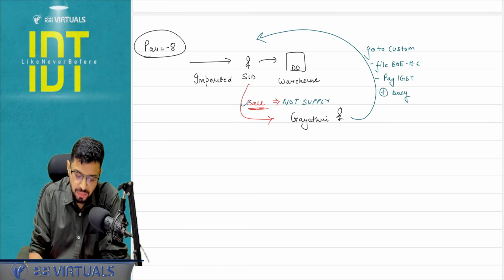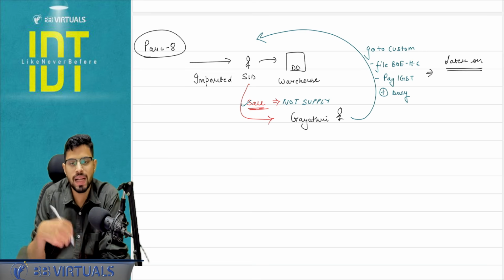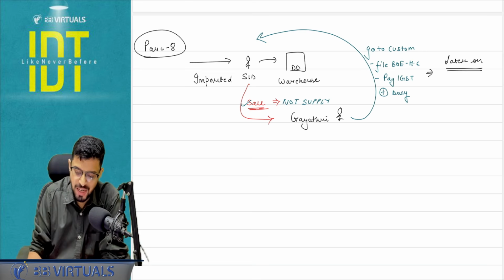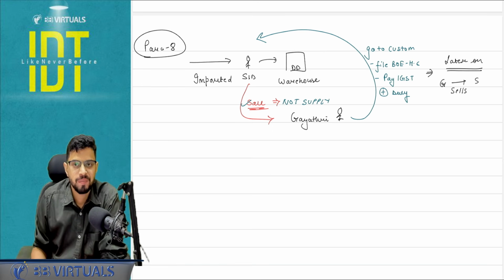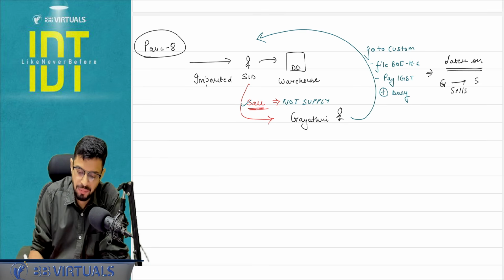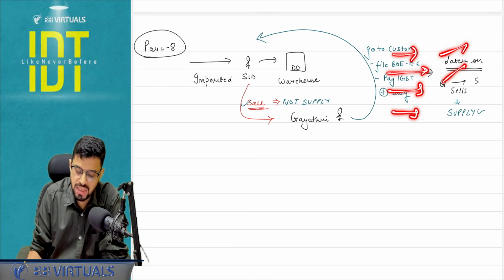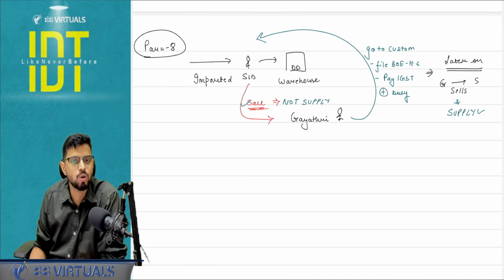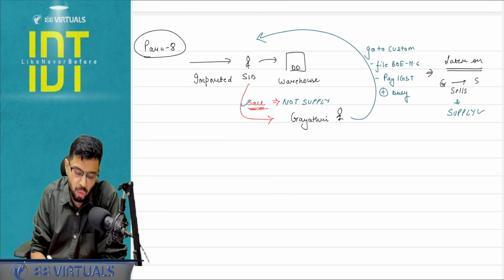Suppose later on I ask Gayatri to sell the goods back to me, and suppose Gayatri sells the goods back to me. This will be a supply, because now the goods are outside the scope of customs. Post clearance, whatever sale happens, it is very much a supply and that will be applicable to GST, and this is known as in bond sales.